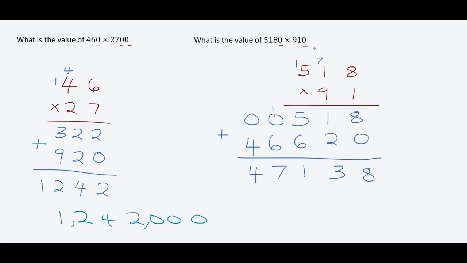Now we have 2 zeros to account for, so our answer is going to look like this. So we have 4713800. So notice that we put the 2 zeros at the end of the number, so let's account for commas.